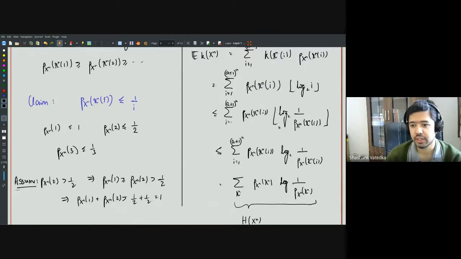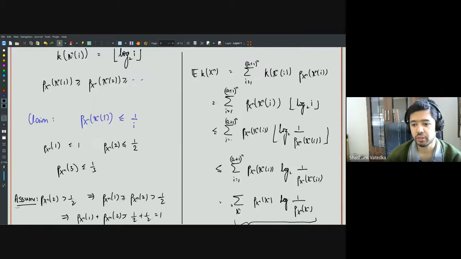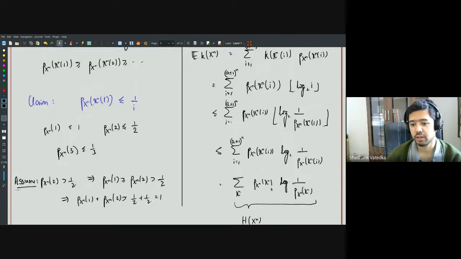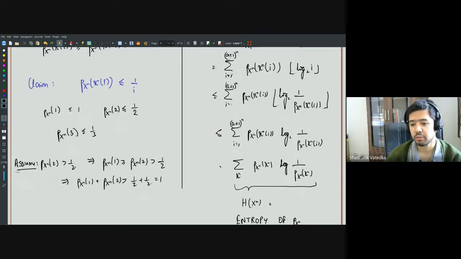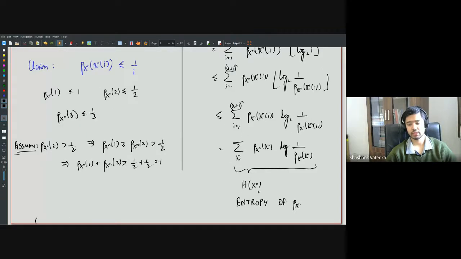So I said the floor of the log is less than or equal to the log, but it is also greater than or equal to the log minus 1. So if you just plug that in this expression over here, you'll get that this is always going to be greater than H of Xn minus 1. Okay, so asymptotically, the expectation of k of Xn by n is going to be H of Xn by n.